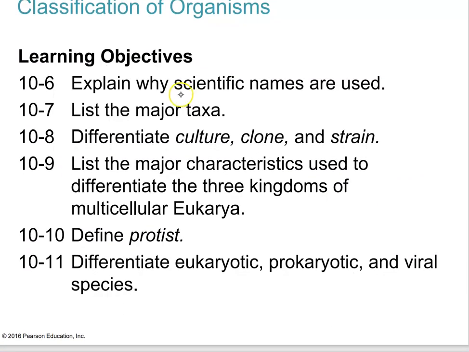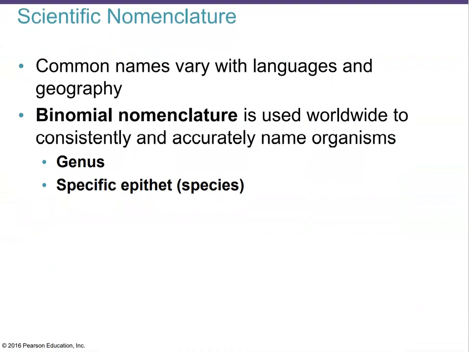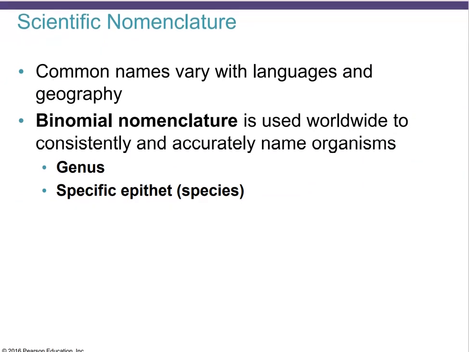Okay, let's take a look at some more learning objectives. We're going to take a look at the scientific names. We're going to list major taxa and differentiate. These are important terms for microbiology students: culture, clone, and strain. We're going to define and differentiate those. Also, we're going to take a look at protista and differentiate eukaryotic, prokaryotic, and viral species. That would be our last thing here. So why are we using scientific names?